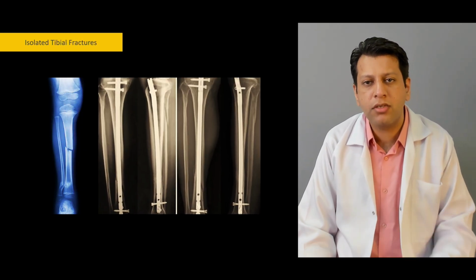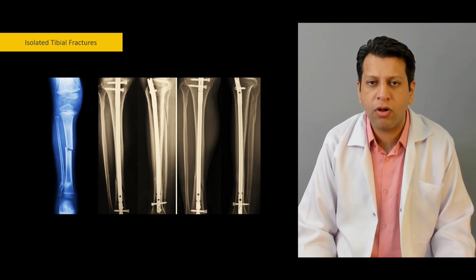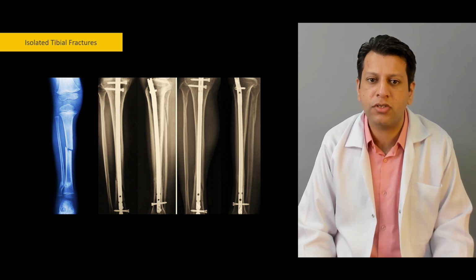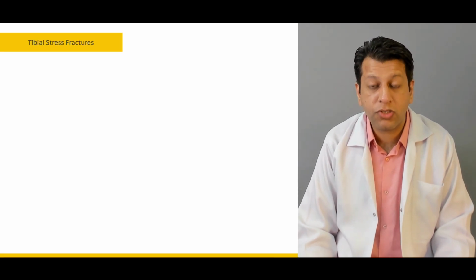If it's a case of a child, usually they can be easily treated in casts, but if it involves adults, isolated tibial fractures may need closed reduction and internal fixation with a tibial nail. Now coming to the tibial stress fractures.